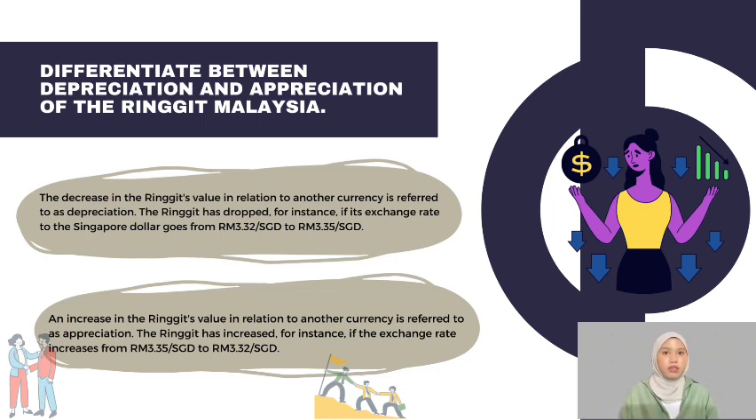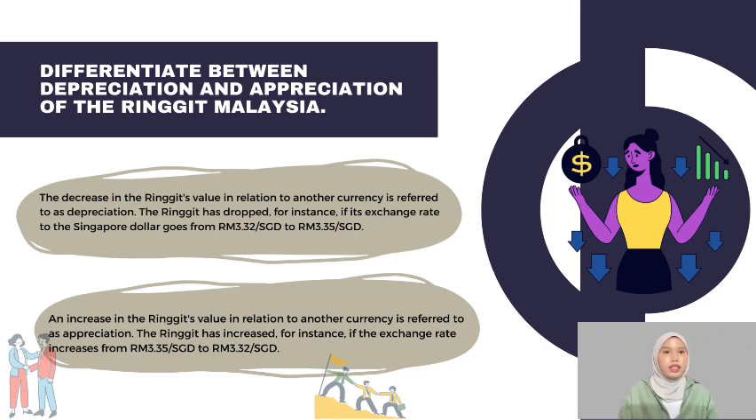The ringgit has dropped, for instance, if its exchange rate to the Singapore dollar goes from 3 ringgit and 32 to 3 ringgit and 35. It means that if import costs increase, Malaysian consumers and businesses will have to pay more for goods and services imported from Singapore or other nations with stronger currency.